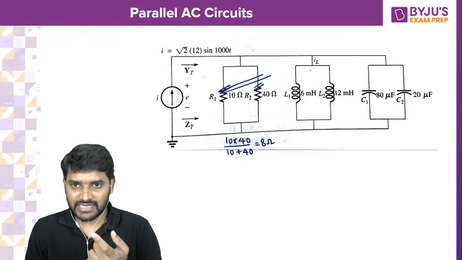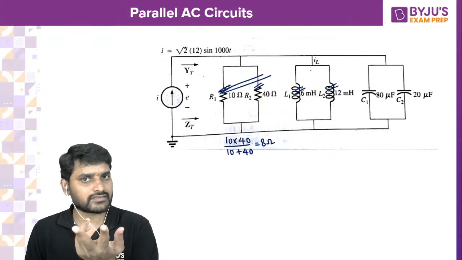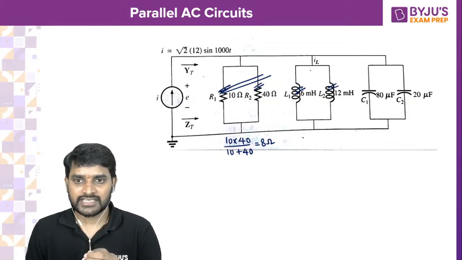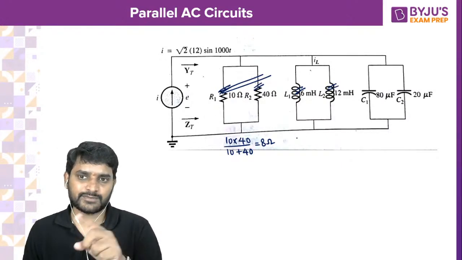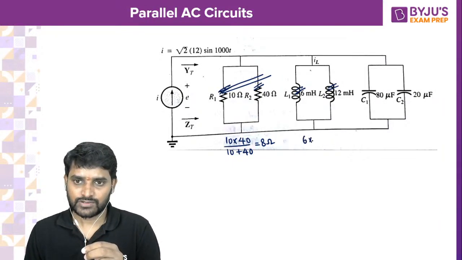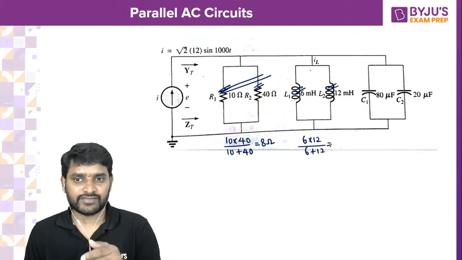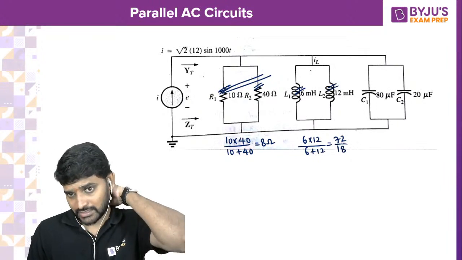Now similarly here also, the 2 inductors you can replace with a single inductor. L1 L2 divided by L1 plus L2. So that is 6 milli into 12 milli divided by 6 plus 12 milli, 72 divided by 18. I think you can do it.